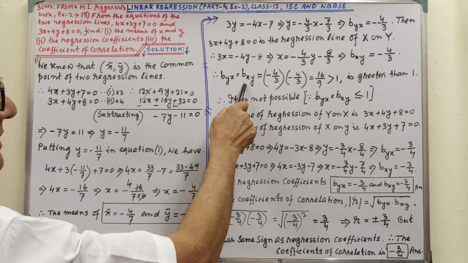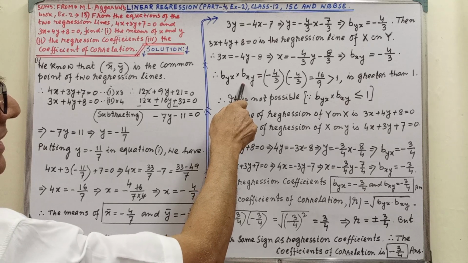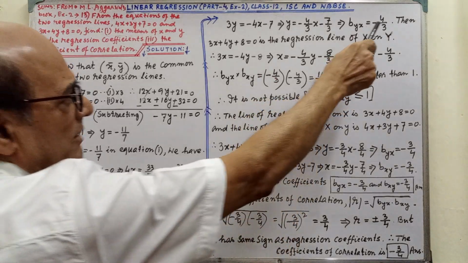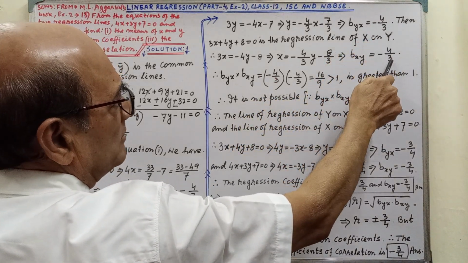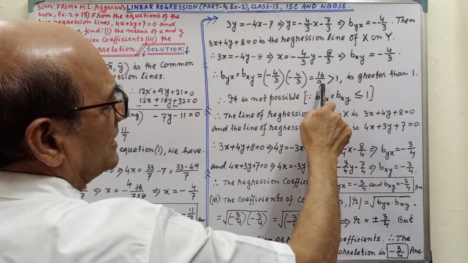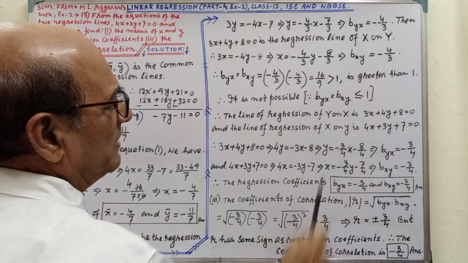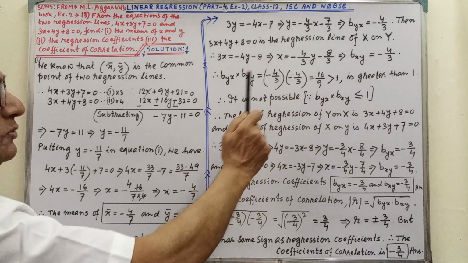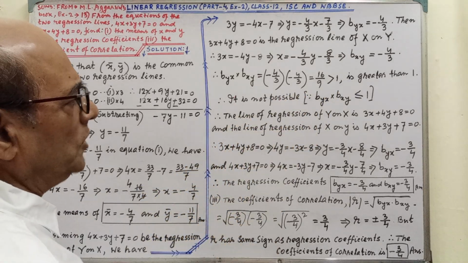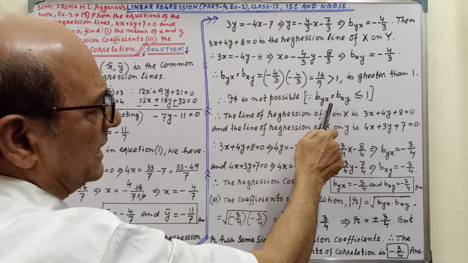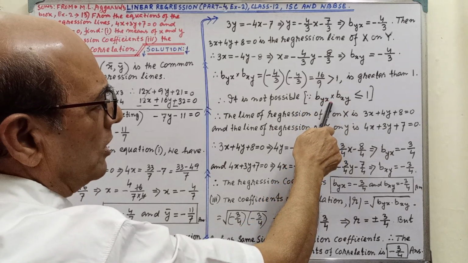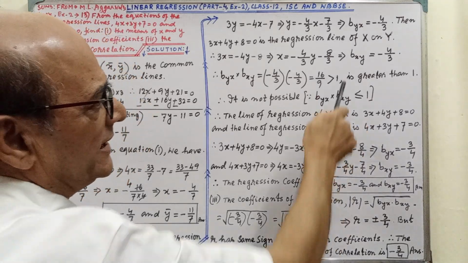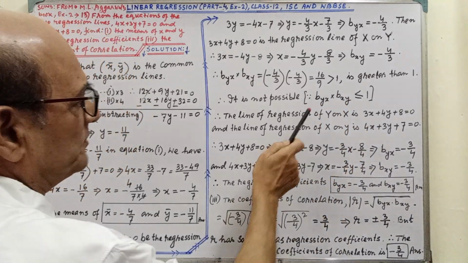Therefore, byx into bxy, that is the product of the coefficients of regression, we are getting minus 4 by 3 and minus 4 by 3. By calculation it is coming 16 by 9, that is greater than 1. It is greater than 1, so it is not possible, since the product of the coefficients of regression must be less than or equal to 1.